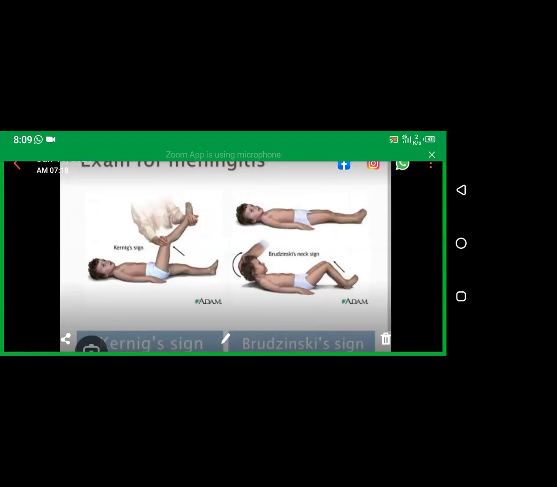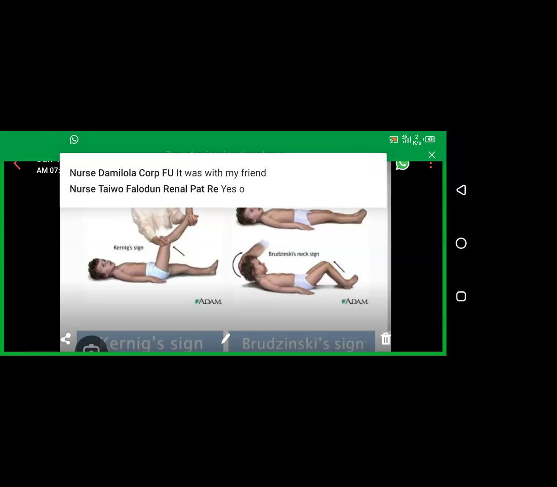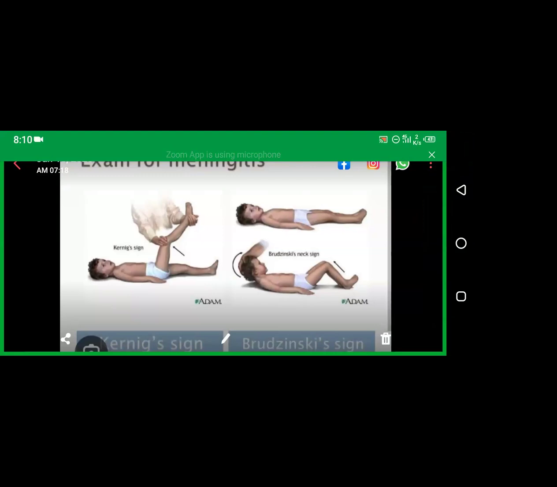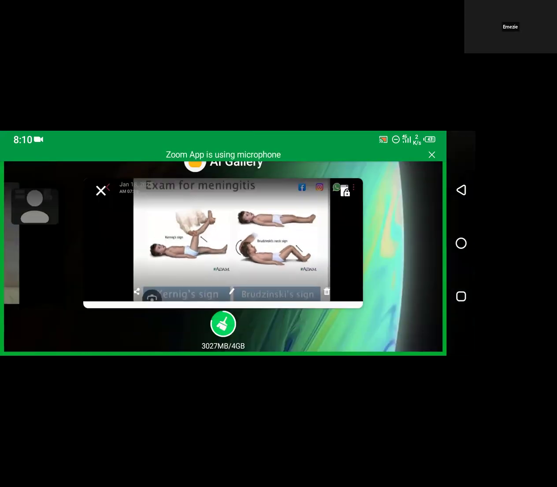So let me take questions here before I move on, because this meningeal sign is important. It's important to get the basic principle of knowledge. So let me hold on a little bit and take questions. The three meningeal signs: neck stiffness, Brzezinski sign, and Koenig sign. Let's take questions, guys, before we proceed.